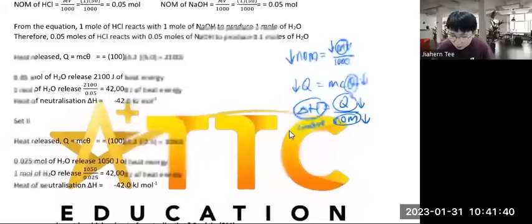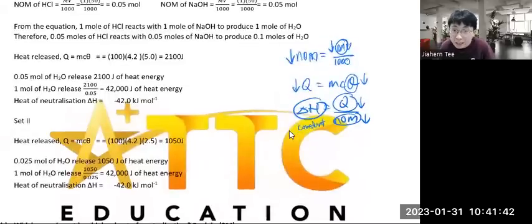You see, why? Because even if you get lesser heat, you also have lesser number of mole. You see, 2100 divided by 0.05, you get 42 kilojoule per mole. Set 2, you take 1050 divided by 0.025, you still get 42 kilojoule per mole. Do you see your heat of neutralization is the same? Because when you change concentration, Q and number of mole will also change. Then your delta H will be fixed. Your heat of neutralization will be fixed.